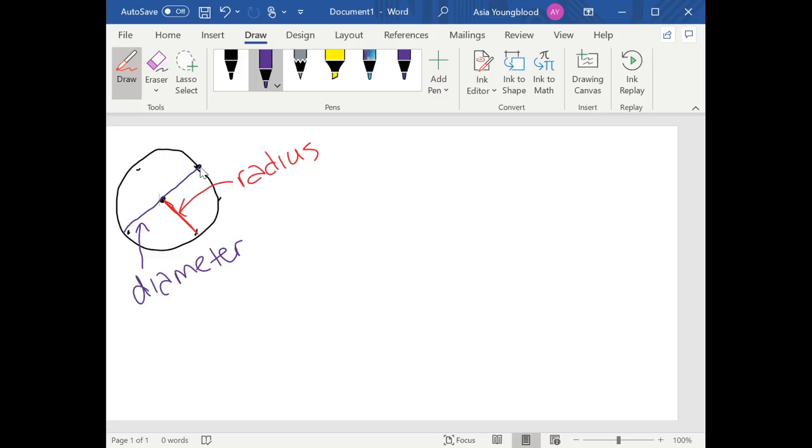So we already know this distance from the circle to the center is the radius, right? So again, this distance from the circle to the center is the radius. So both of these are the radius. So that tells us that the diameter is equal to 2 times the radius. The diameter is 2 times the radius. Then another relationship that comes up talks about the distance around the circle, the relationship between the distance around the circle and the diameter.